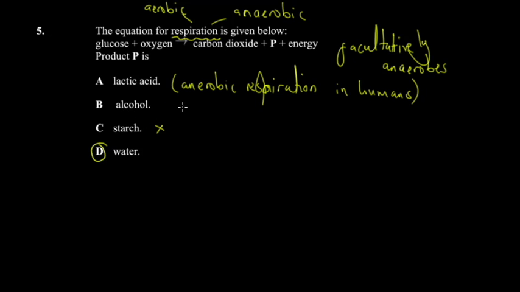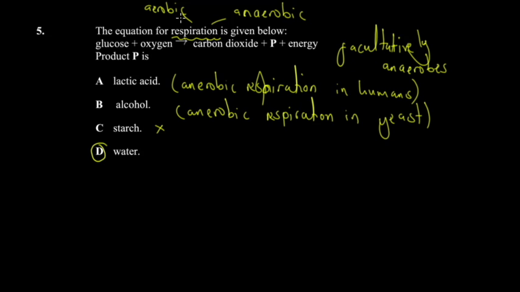Then here, alcohol, anaerobic respiration as well. You can say in yeast, definitely, whenever we're brewing beer, that's anaerobic respiration as well. And it happens in yeast, and yeast are not facultative anaerobes, they're actually just anaerobes. They produce energy in the absence of oxygen, essentially. So that's it. Let's move to the next part.